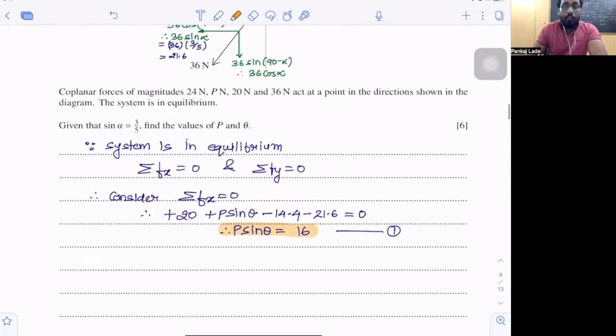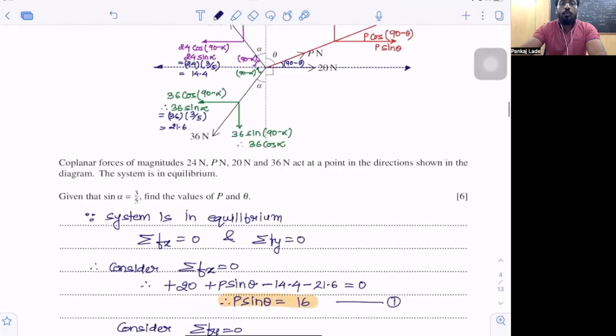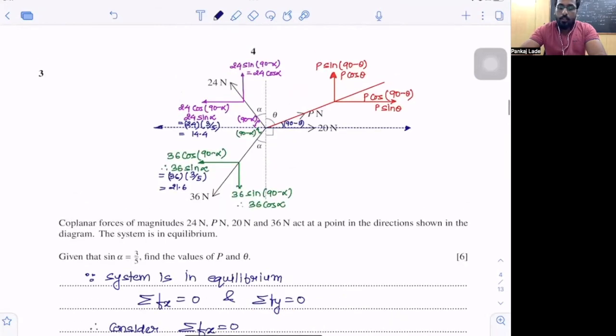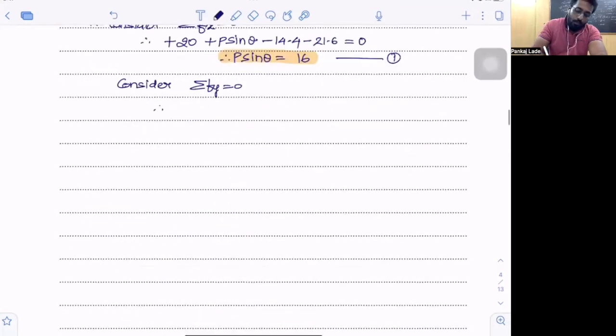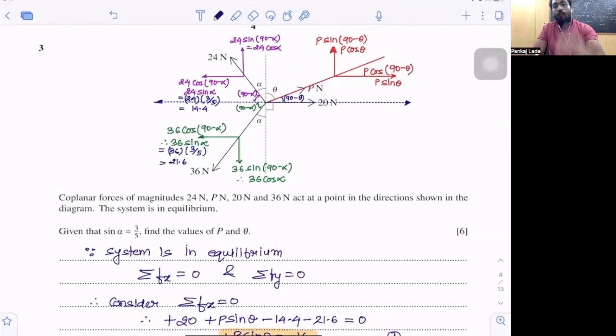Now we're going to take summation of Fy equal to 0. So let's consider summation of Fy equal to 0. So this time we'll take all the vertical components. 20 Newton force, no vertical component. So ignore that force. Go to the next one. You have P cos theta going upwards, isn't it? So P cos theta will be taken positive. So I write here P cos theta. Then the next force is 24 cos alpha, also going in the upward direction, right? So 24 cos alpha going in the upward direction will be taken positive.